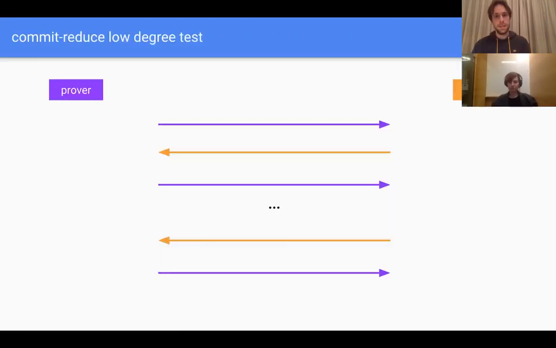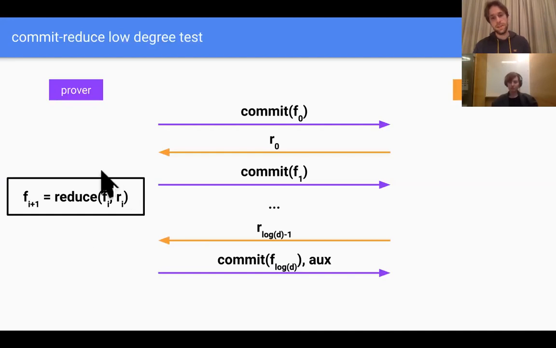The reason they're the same in the context of these logarithmic arguments is that here you commit to F and then you commit to something which is half of that size. That's going to take half the amount of work. And then you commit to something a quarter of the amount of work. If you add up all the work to do all these commitments, you get basically twice the amount of work.